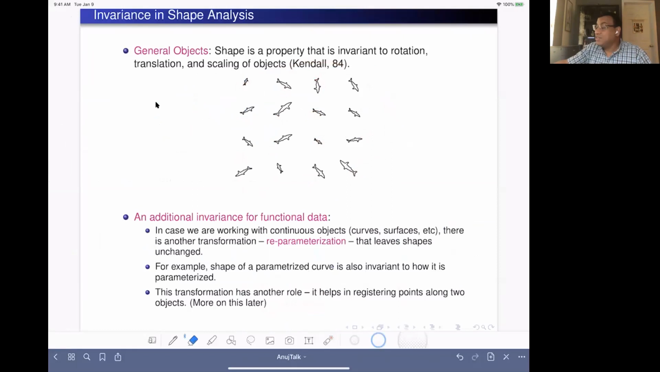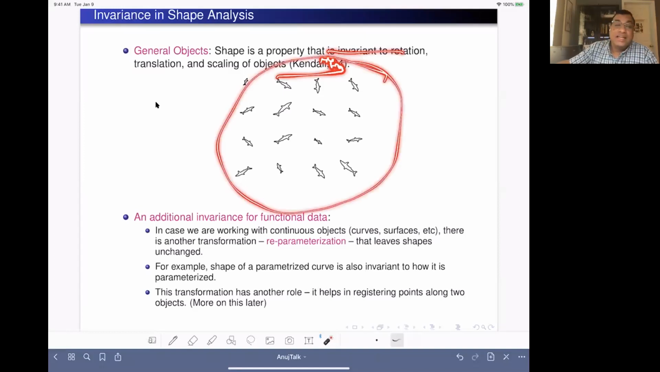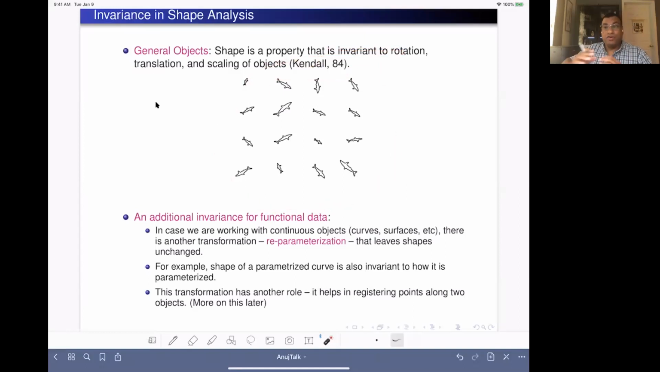In some sense, the main achievement that Kendall reached in his paper in 1984 was that he provided a formal mathematics, a quotient space calculus, which I'll refer to a little bit later, for doing analysis of shapes of objects while being invariant to these transformations.